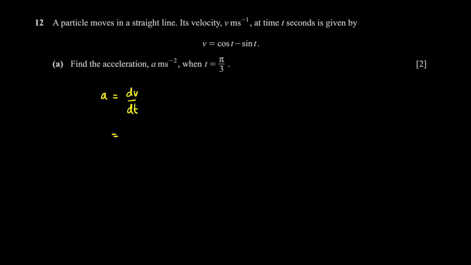So if I differentiate cos t, I get negative sine t. And if I differentiate sine t, I get cos t. So I want to find this when t is equal to pi by 3. So when t is equal to pi by 3, the acceleration is equal to negative sine of pi by 3, which is root 3 upon 2, minus cos of pi by 3, which is a half. So we get minus root 3 upon 2 minus a half.